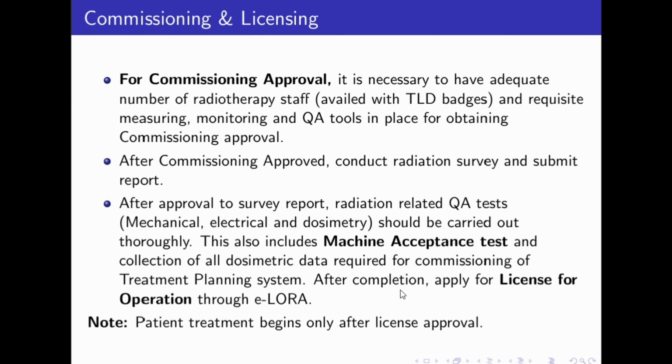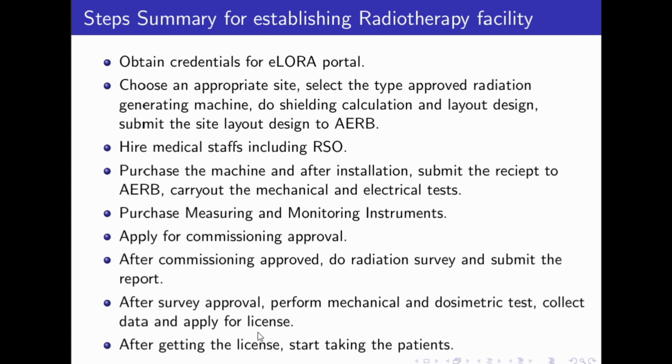After completion of all these processes, you can apply for the license for operation through the AERB portal. You have to submit all the details of commissioning of the data for TPS, and after that you can apply for the license through AERB. After getting the license, you can start the patient treatment. Patient treatment begins only after the license approval. So this is the summary for establishing a radiotherapy facility. You can have a look.